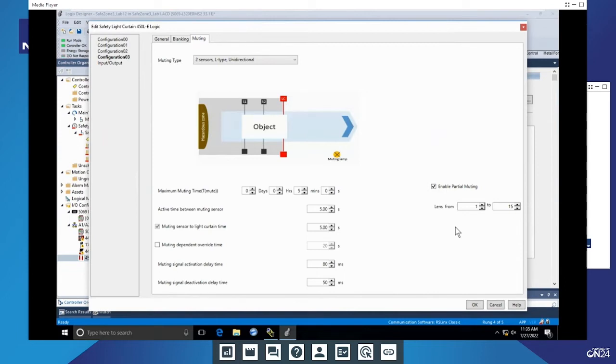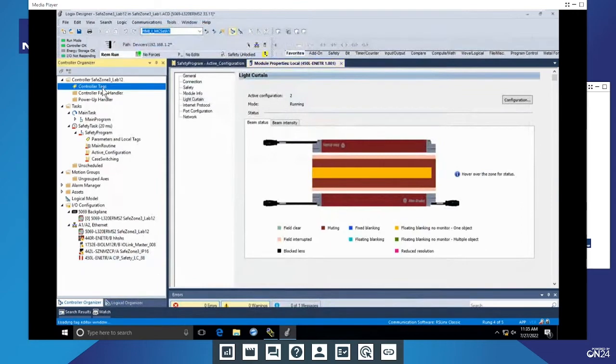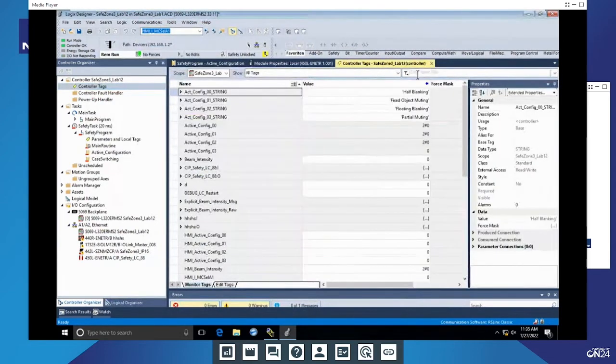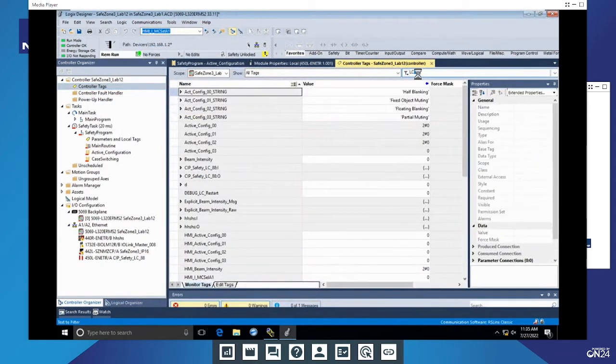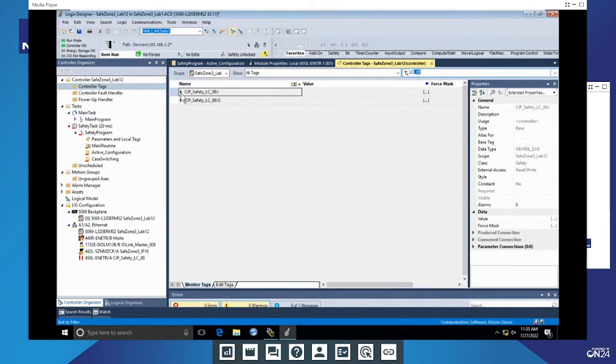Yeah, so you can change the configuration programmatically as well. Correct. It's not a simple case of having to load a new configuration in the PLC every single time. You've got all 4 configurations set up, and then you basically write a tag, turn it on, and that configuration will go to the light curtain. Correct, Daniel. And that's all done.